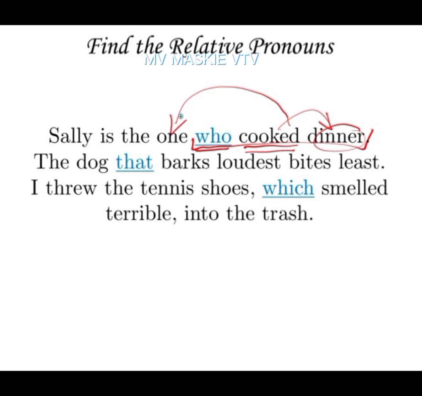Now, the dog that barks loudest bites least. That barks loudest. The dog is the main subject, and bites is the main verb of the sentence, but we have this little subordinate clause in here that gives extra information. It has the subject that, and the verb barks. So it adds extra information about the dog, but you can't just walk up to someone on the subway platform and say, that barks loudest. Doesn't make any sense out of context. It needs the rest of the sentence. It's a subordinate clause. And finally, I threw the tennis shoes, which smelled terrible, into the trash. Once again, a subordinate clause relies on the rest of the sentence, but within that clause you have a subject and a verb, which and smelled.